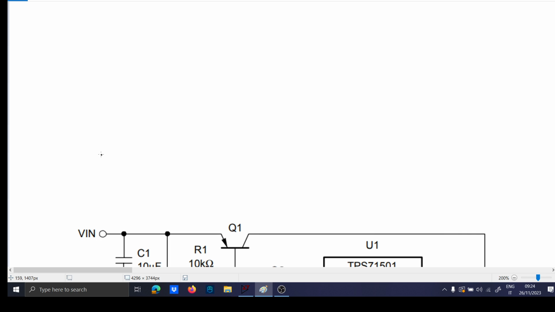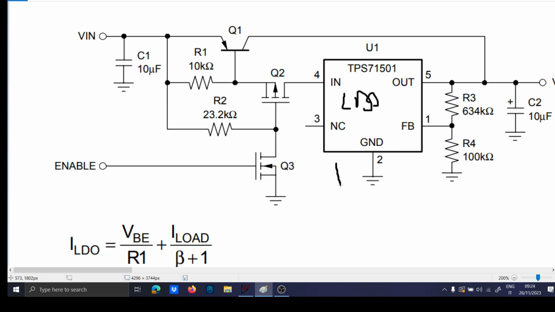And if you want to extend the current capability of this guy, which is more or less 50 milliamps, in some sensor application you may need a current greater than this. To extend the current capability, you should implement a current source circuitry like this.